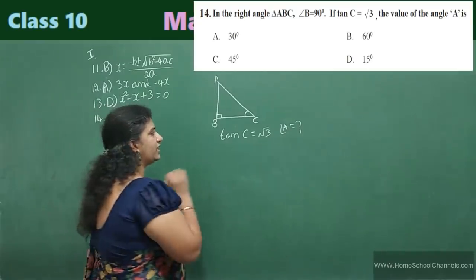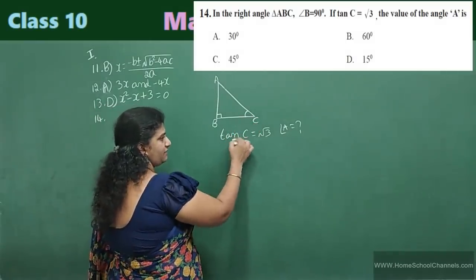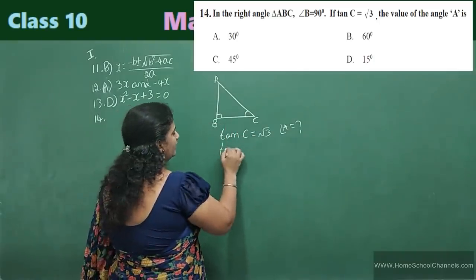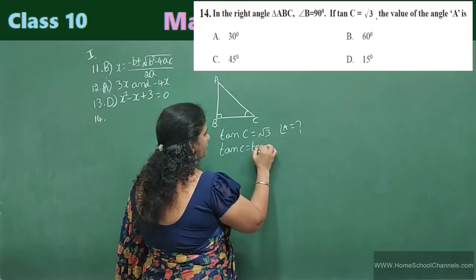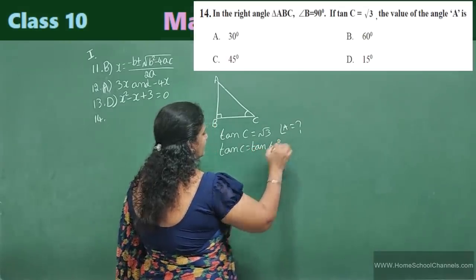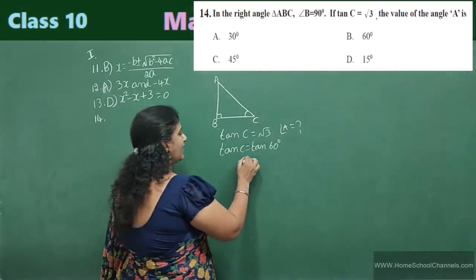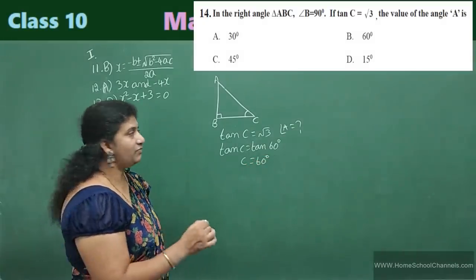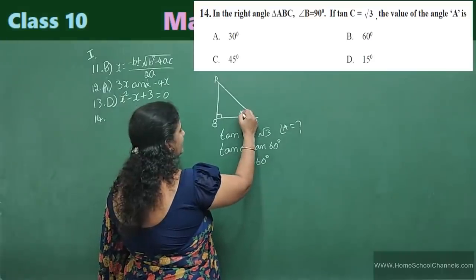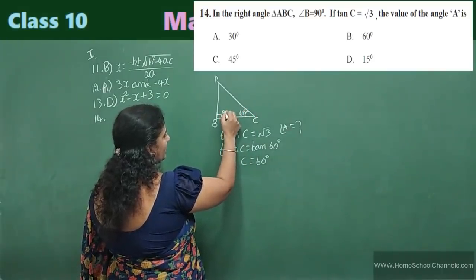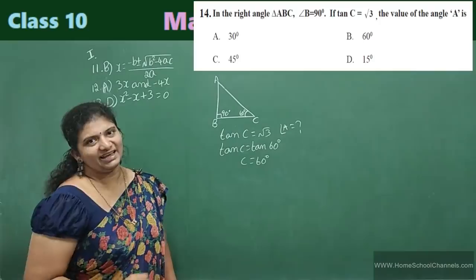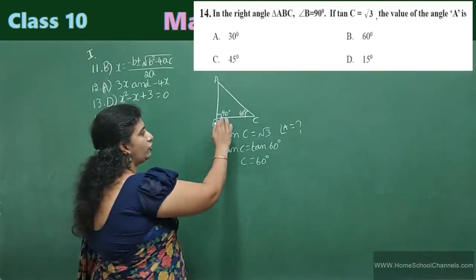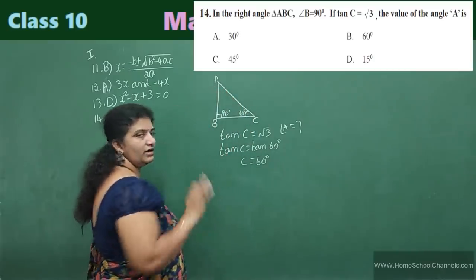Okay, observe here carefully. Tan C, in tan trigonometric ratio table, where you get root 3, tan C is equal to tan 60 degree. Yes, and angle C is equal to 60 degree. That means angle C is 60 degree, and we know this is a right angle 90 degree. What is angle A? We know sum of interior angles of a triangle is 180.